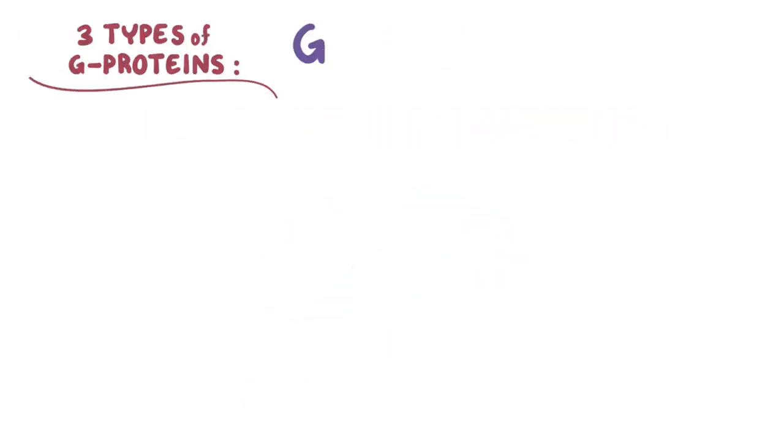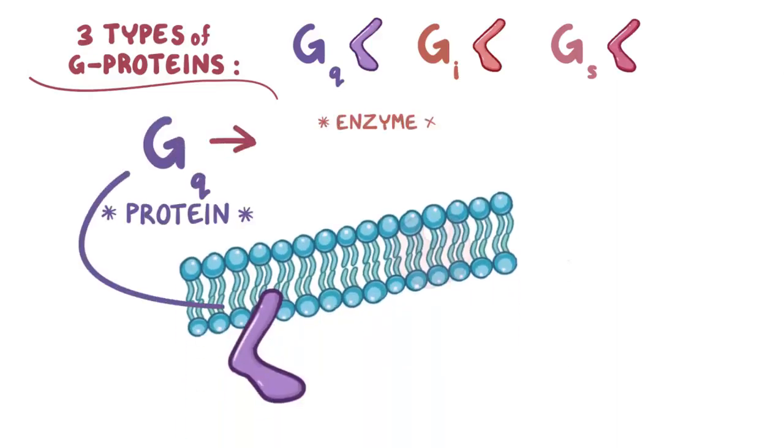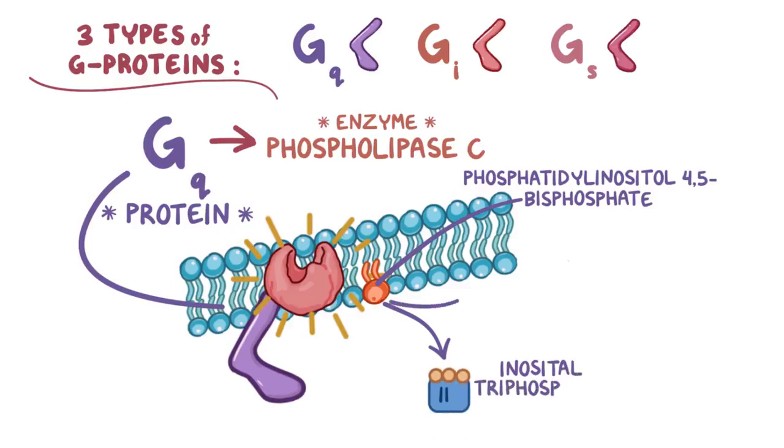Broadly speaking, there are 3 types of G proteins: Gq, Gi, and Gs. Each type has its own kind of alpha subunit. The Gq protein activates the enzyme phospholipase C, which cleaves a phospholipid called phosphatidylinositol 4,5-bisphosphate into inositol triphosphate and diacylglycerol.